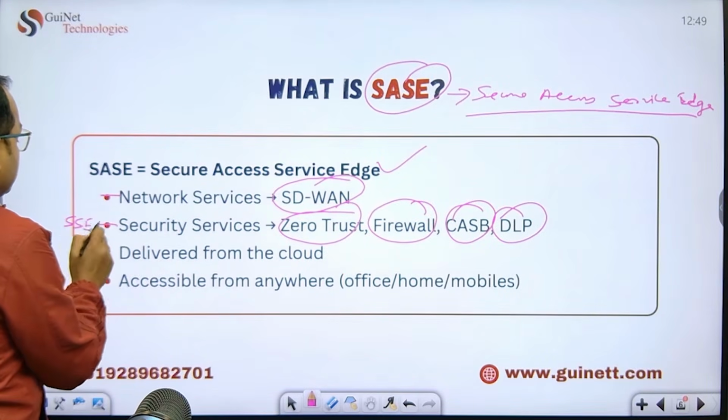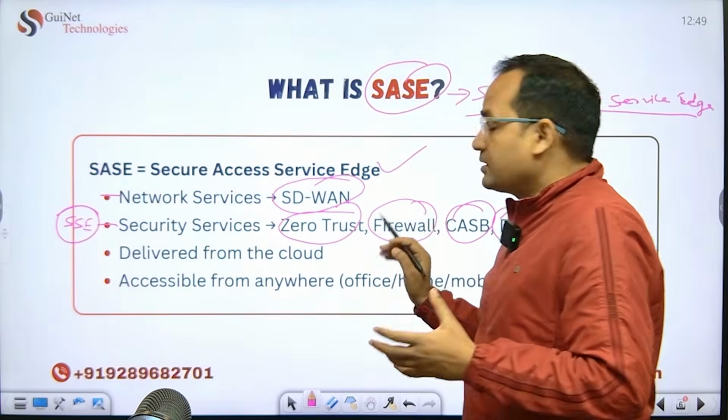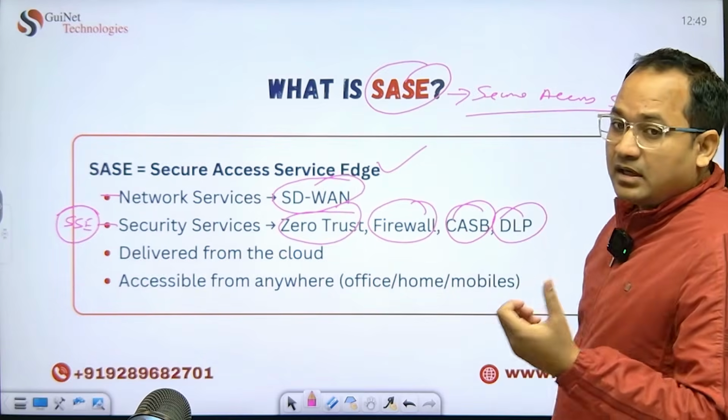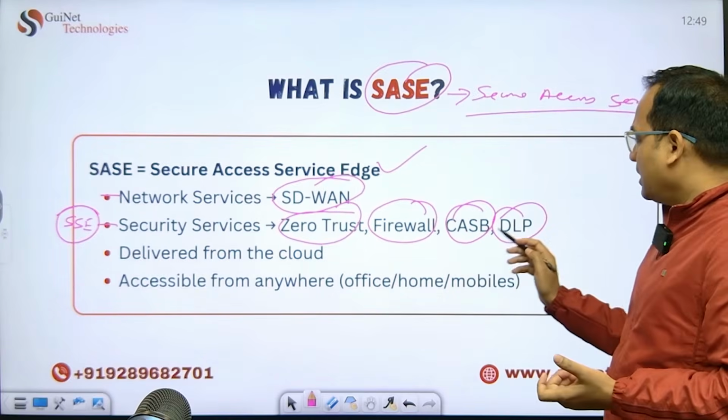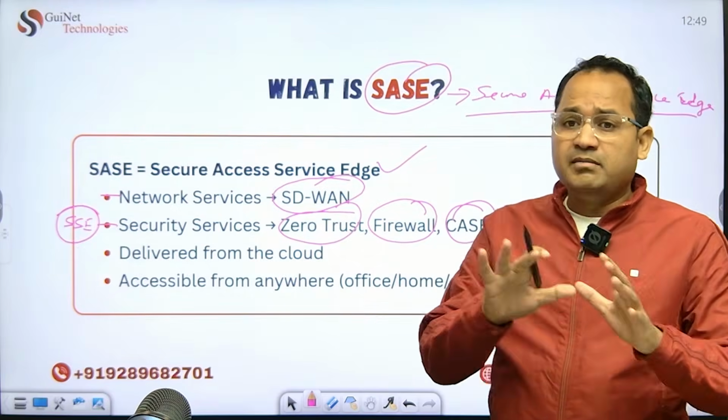Now I'll talk about SSE, Secure Service Edge. This Secure Service Edge basically combines multiple products: zero trust, firewall, CASB, and DLP. CASB is known as the Cloud Access Security Broker, so we'll talk about this. DLP is data leak prevention, and how it is going to happen. It's based on cloud-delivered solutions.